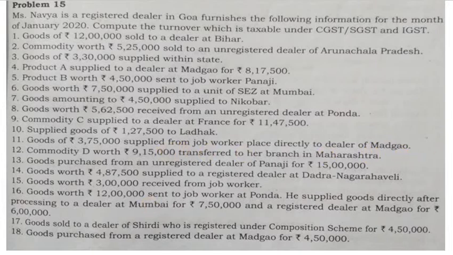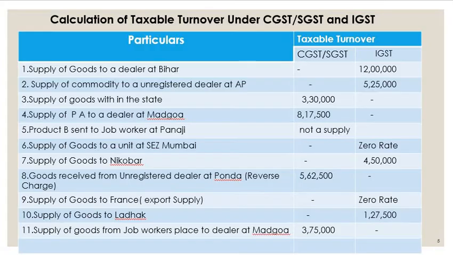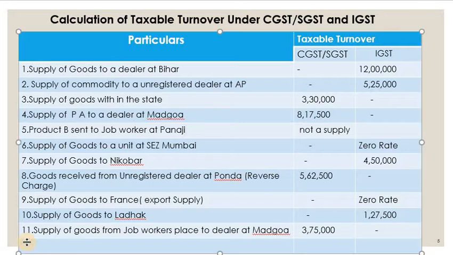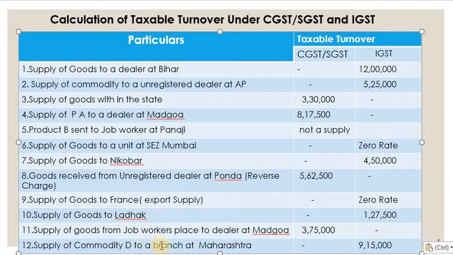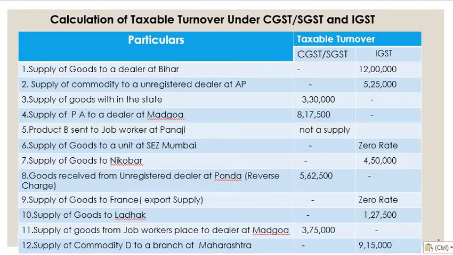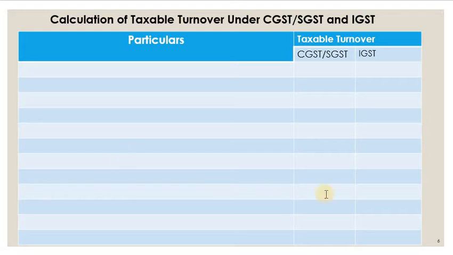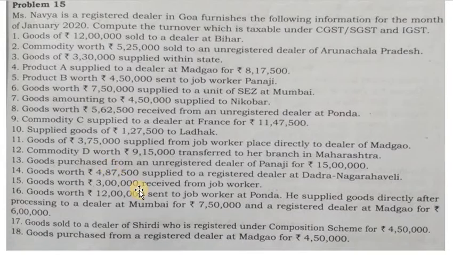So let's write the transaction and amount here: supply of commodity D to a branch at Maharashtra. So it is an interstate supply, so IGST. Here it is nil. Okay, let's go to the next slide. And before that, let's see the transaction.